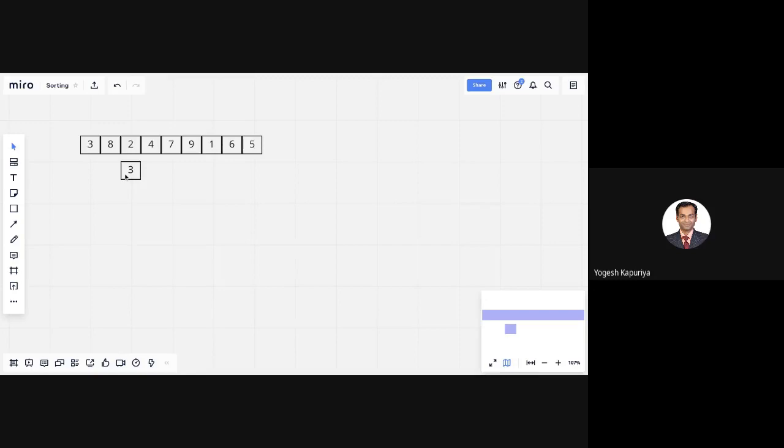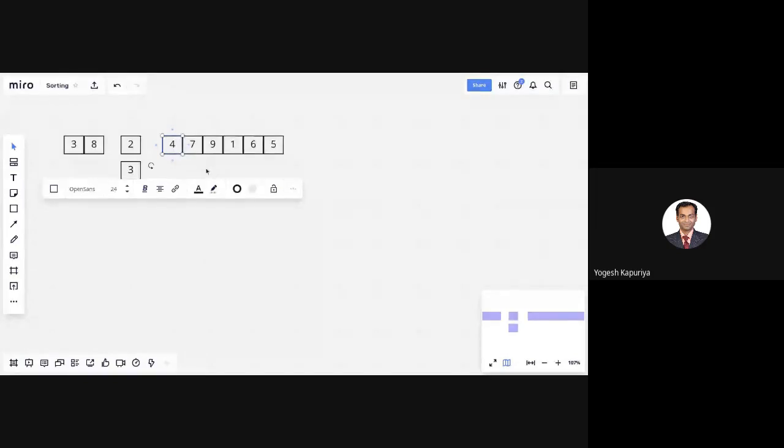Partitioning means that now my array is divided into two parts. This is one part and this is the second part. Now once again I will sort this using the same approach of quick sort. Again I will sort this using the same approach of quick sort. What will happen? Again this 4 is my pivot number. So what is the exact position of 4 here?